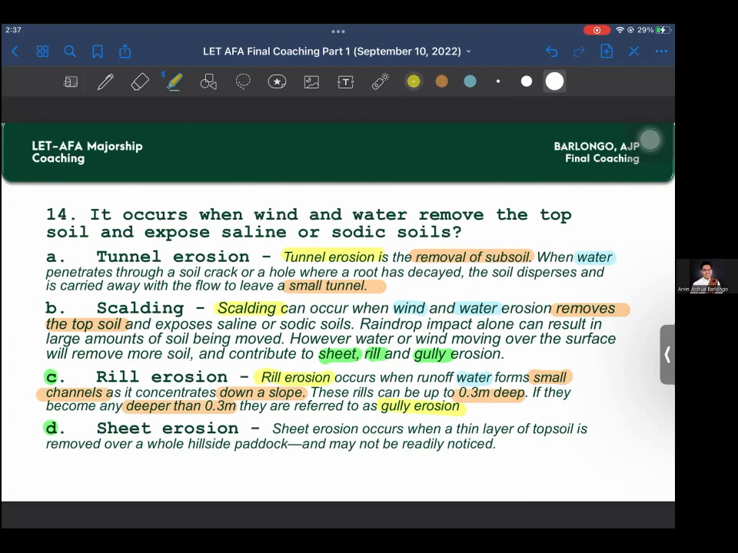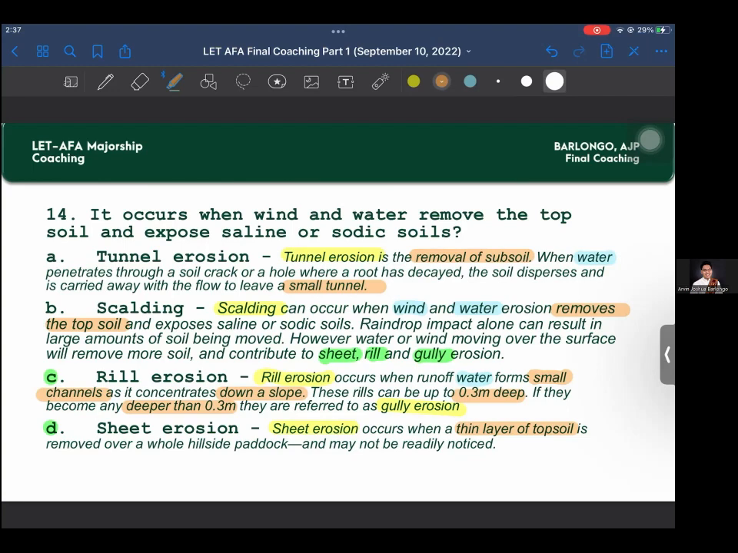So moving forward, we also have sheet erosion. So sheet erosion occurs when a thin layer of topsoil is removed over a whole hillside paddock and may not be readily noticed. So for sheet erosion, it could be caused by wind as well. Wind. Ayan, kasi sabi thin layer lang. Ang ating keyword kapag sheet erosion, thin layer of topsoil. Thin layer, from the term itself, sheet. Diba yung sheet is para sheet of paper, sobrang nipis lang nun, diba? So, kapag thin layer of topsoil is removed, that is sheet erosion.